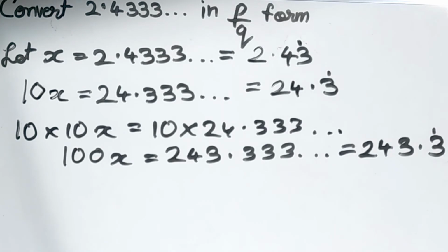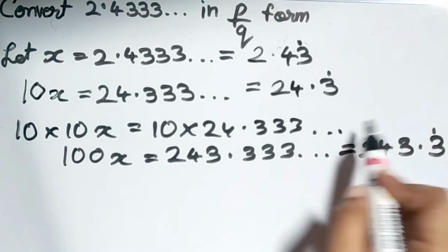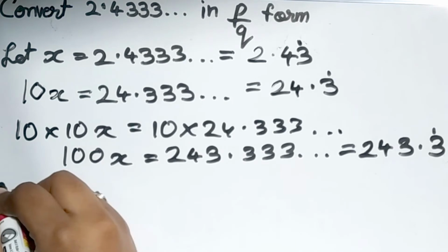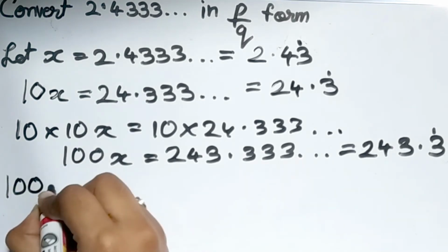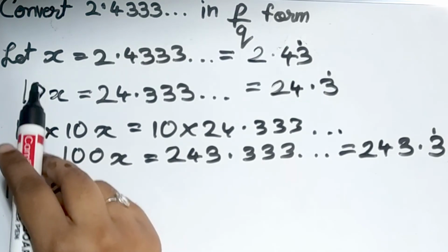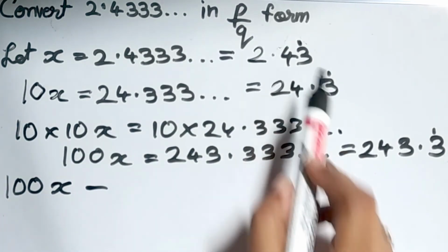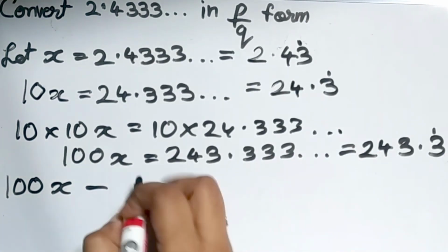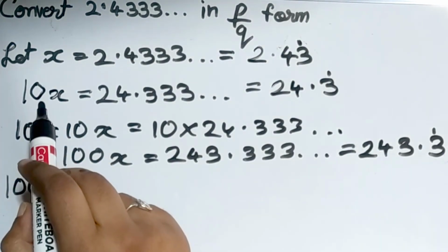Now for the next step, we have to see that after the decimal there is no number. Okay, so how will you get that? If we subtract this 10x from 100x, this decimal will go, right? So how will you do it? See, now the next step is 100x minus, you will not take x, because see, x is 2.43, 4 is there, so the decimal part will not get cancelled. Instead of taking x, we will take 10x.